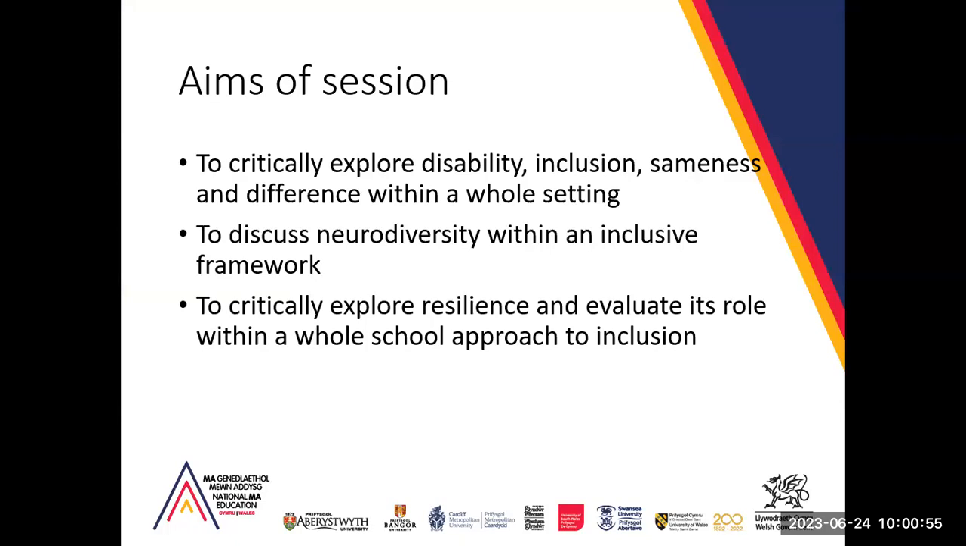So these are the aims of this morning session. And essentially these link to the sub-strands within core strand 1. So we've got a section around the ideas to do with disability, inclusion, sameness and difference, a section on neurodiversity, and then a section looking at mindset, resilience, and linking that in with inclusion as well. So we are going to have discussions based around all of these.